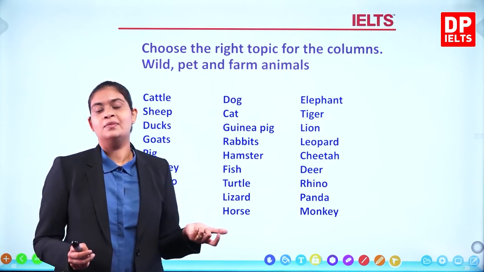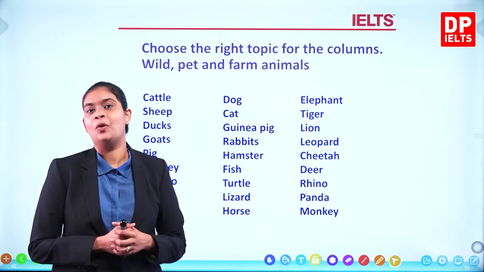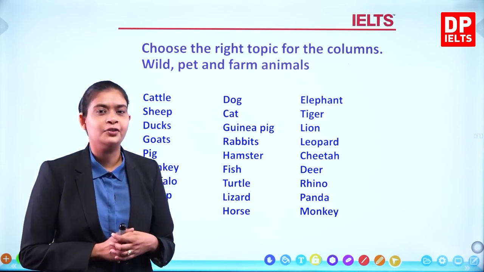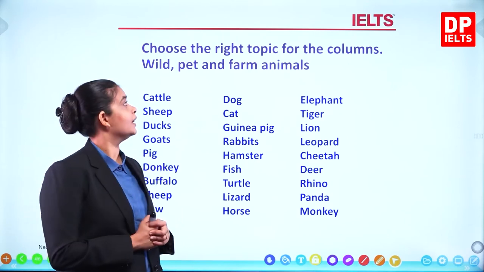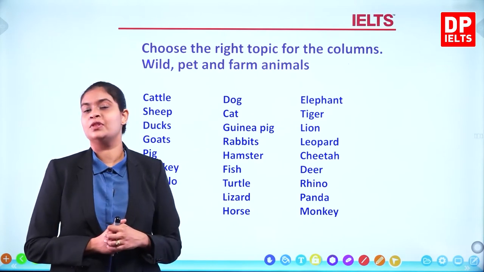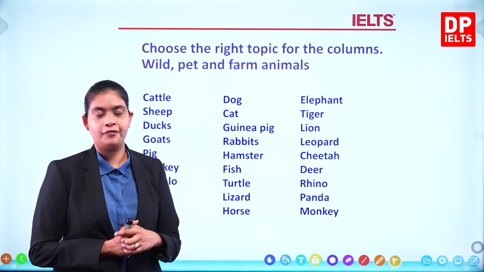Pets or pet animals are the ones that actually stay at home with us, the ones that we love to keep at home. The farm animals are the animals who are actually in the farm.